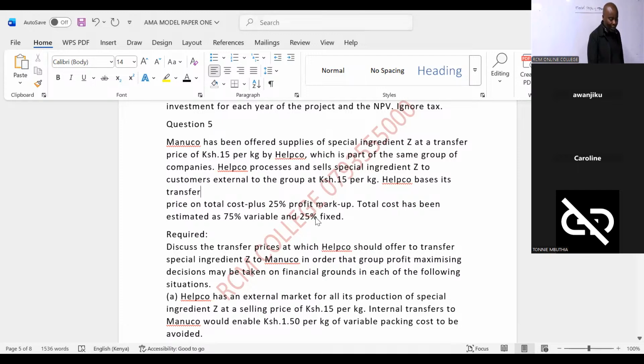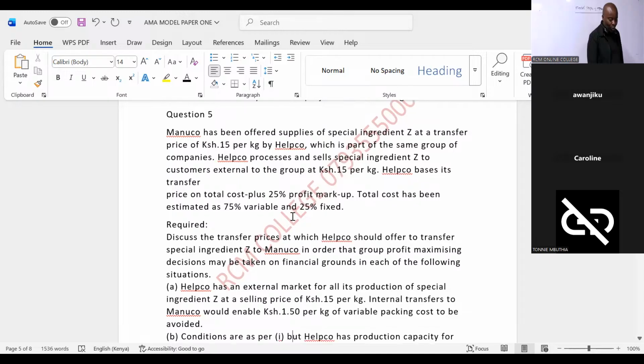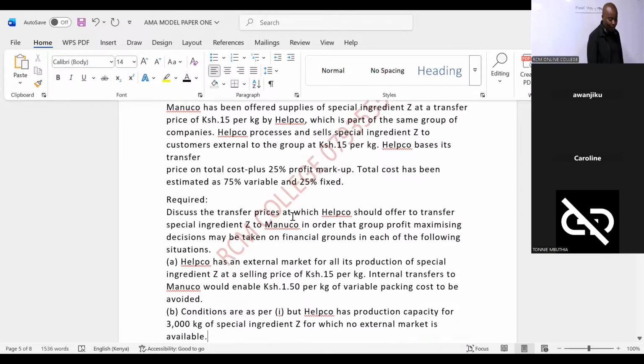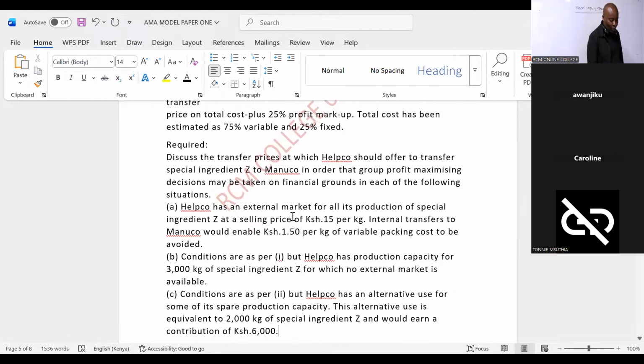They want us to discuss the transfer price at which HelpCo should offer to transfer special ingredient Z to Manuko in order that the group profit maximizing decisions may be taken on financial grounds in each of the following situations. A, HelpCo has an external market for all its production of special ingredient Z at a selling price of Kenya shillings 15 per kilogram. Internal transfers to Manuko would enable Kenya shillings 1.5 per kilogram of variable packing cost to be avoided.